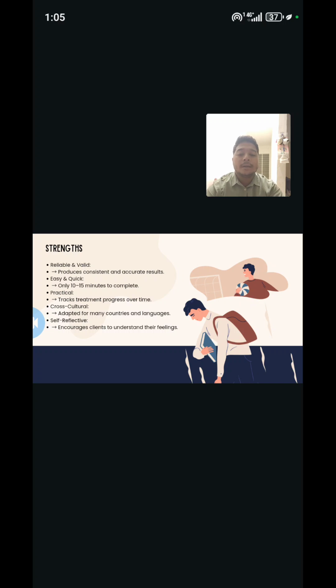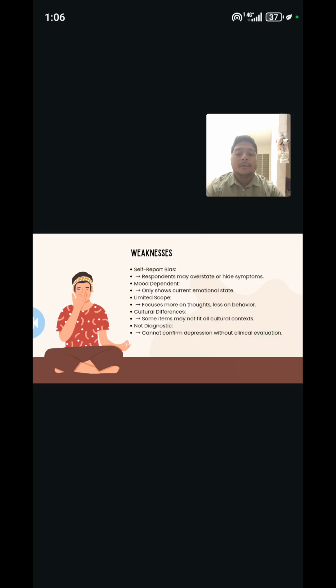It is self-reflective, encouraging clients to understand their feelings. Okay, for the weaknesses: self-report bias, where respondents may overstate or understate symptoms, and it is mood dependent, meaning it only shows the current emotional state. For the limited scope, it focuses more on thoughts and less on behavior. For cultural differences, some items may not fit all cultural contexts.